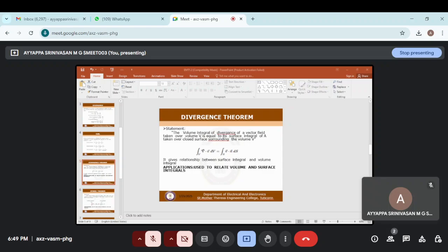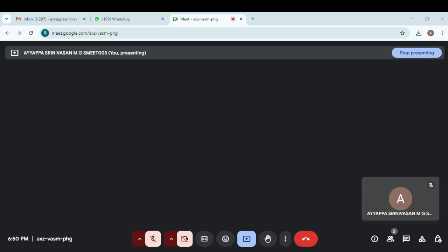Likewise, surface integral means take a point and find its projection over a particular surface and find the magnitude of those projections, and their sum will give you the surface integral. The same goes with volume integral. So the volume integral of del dot v dv is equal to the integral of v dot ds, that is the surface integral of that vector taken over the closed surface enclosed by the volume.